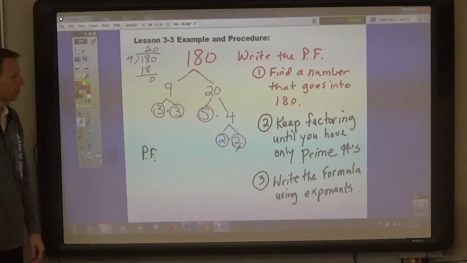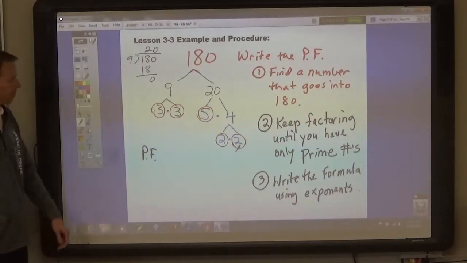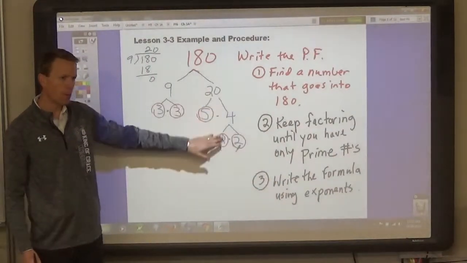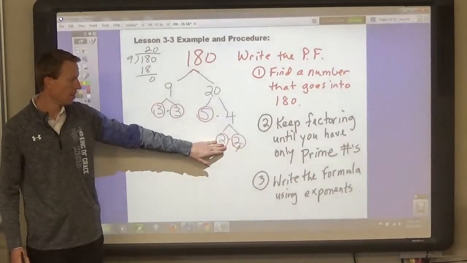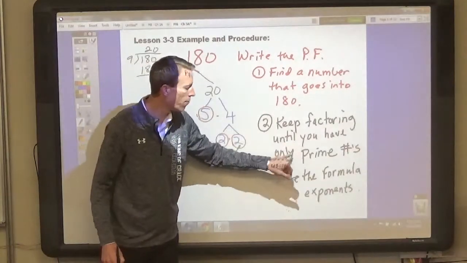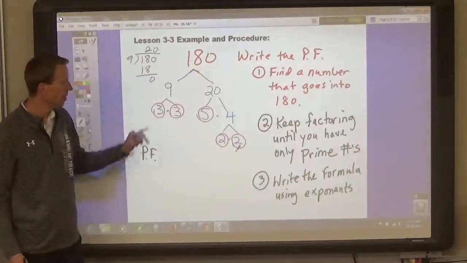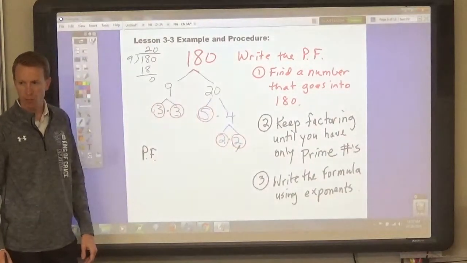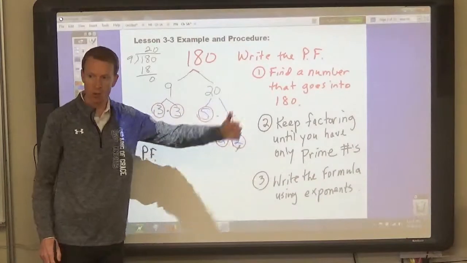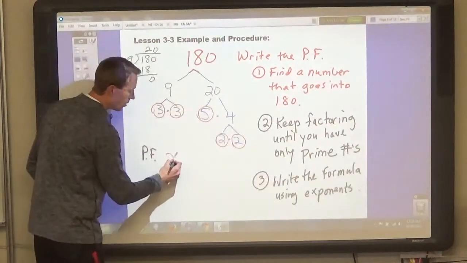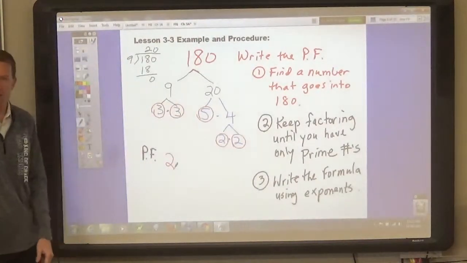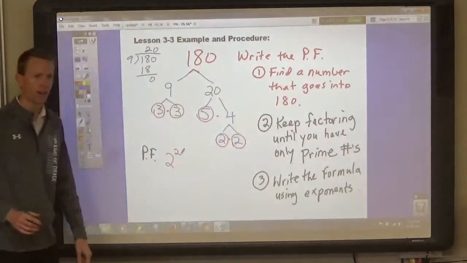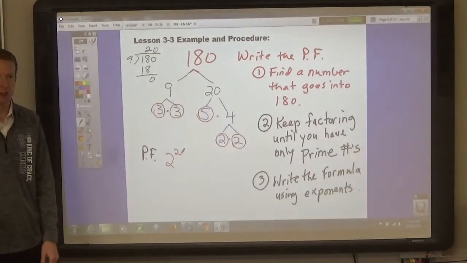Okay? Now, you want to keep factoring. That's called factoring when you're pulling out these numbers. You want to keep factoring until you have only prime numbers. We have only prime numbers left. And then write the formula using the numbers. And you have to put them in numerical order. So, we have to use a 2 in our formula. How many of them? 2. We write 2 squared. 2 times 2 is 2 squared.